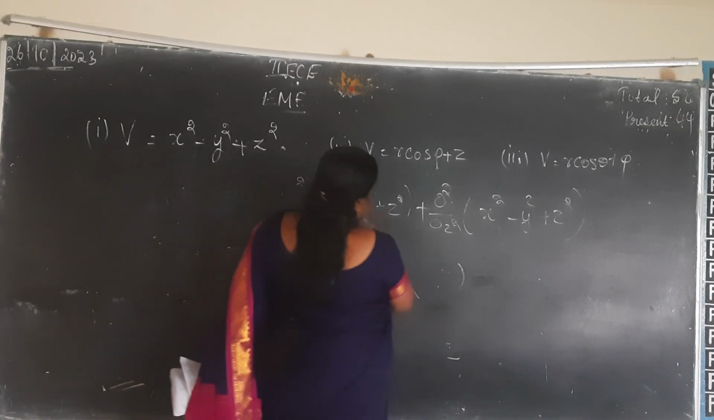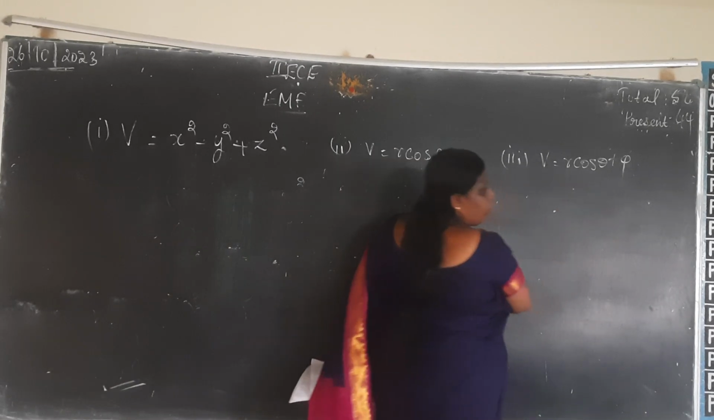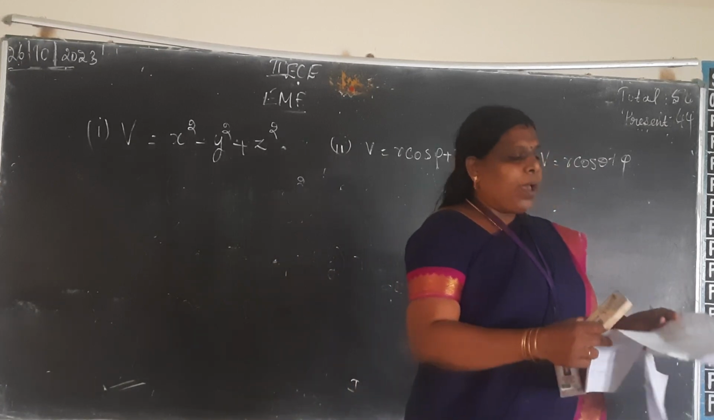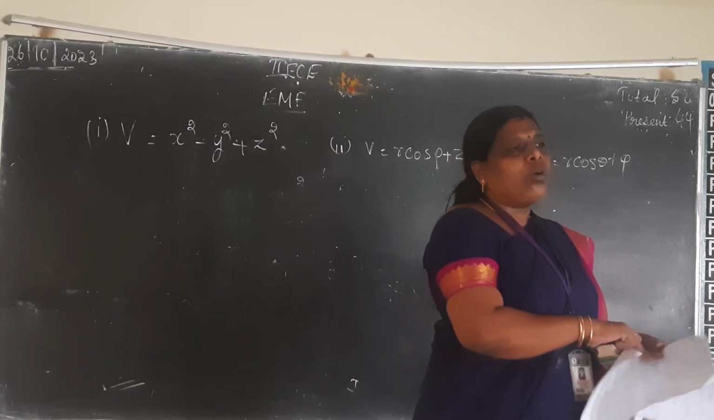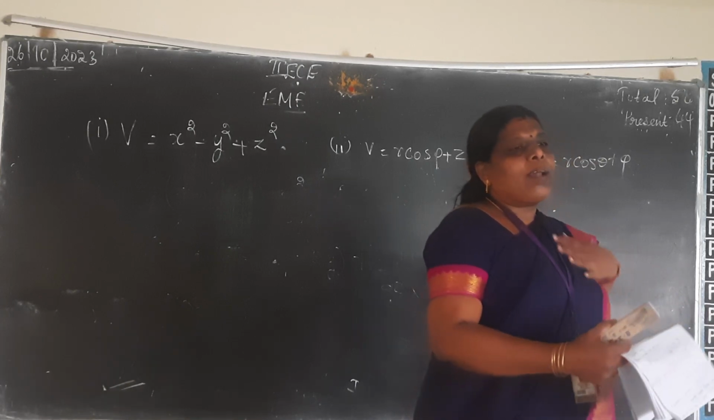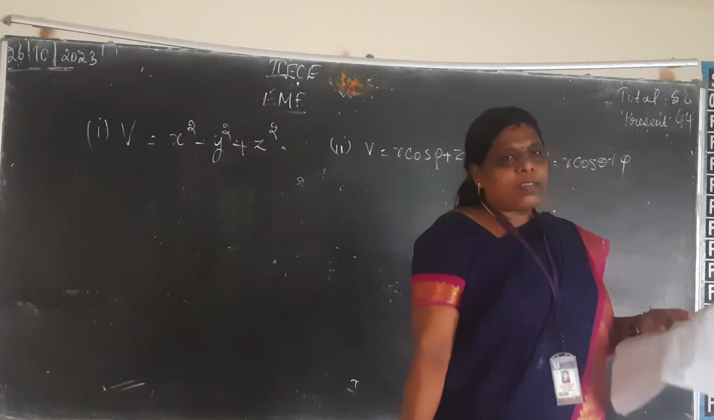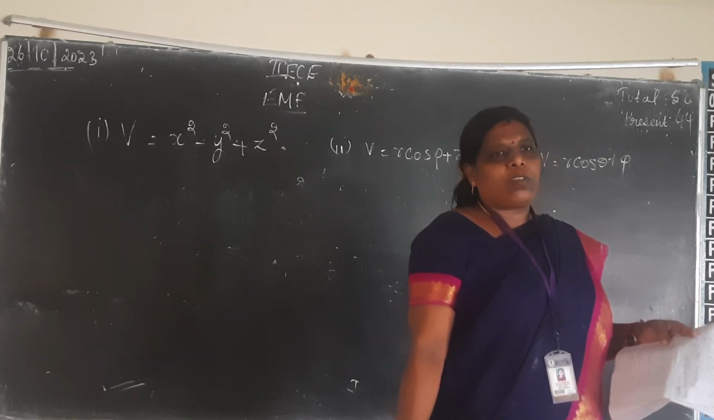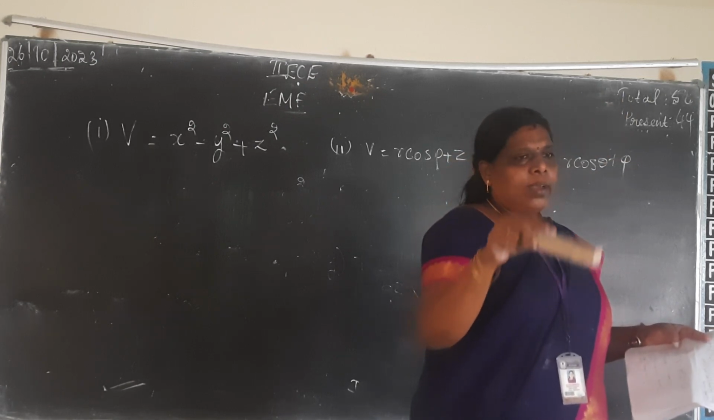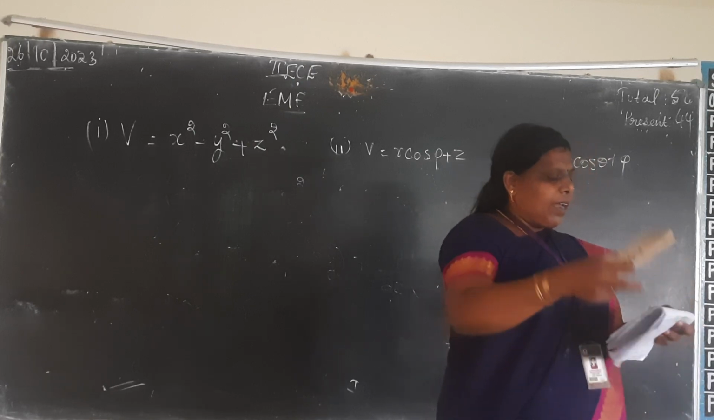1 by R into dou by dou R of R into dou V by dou R, plus 1 by R square into dou square V by dou phi square, plus dou square V by dou Z square. So first we take the inside terms, simplify that, and then we go with the final expression.